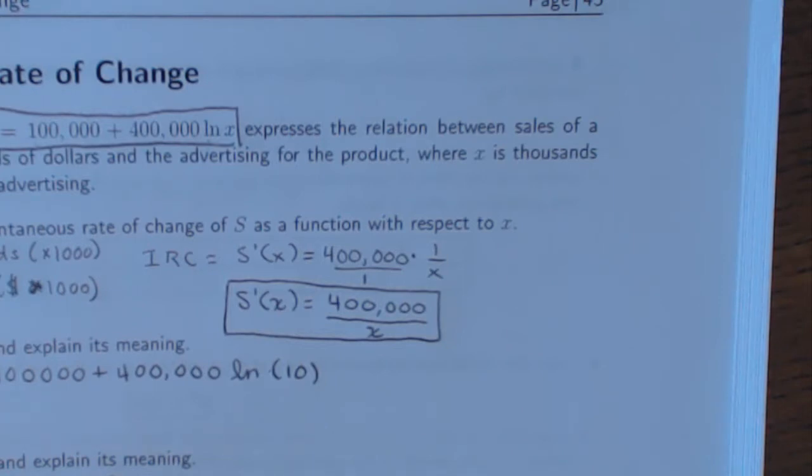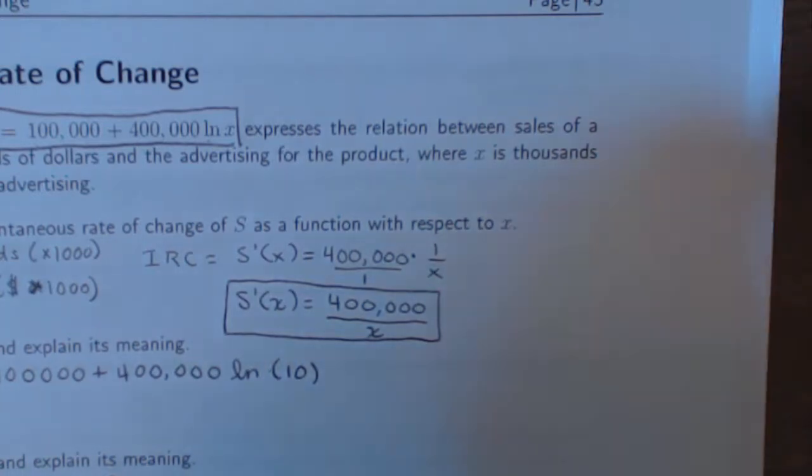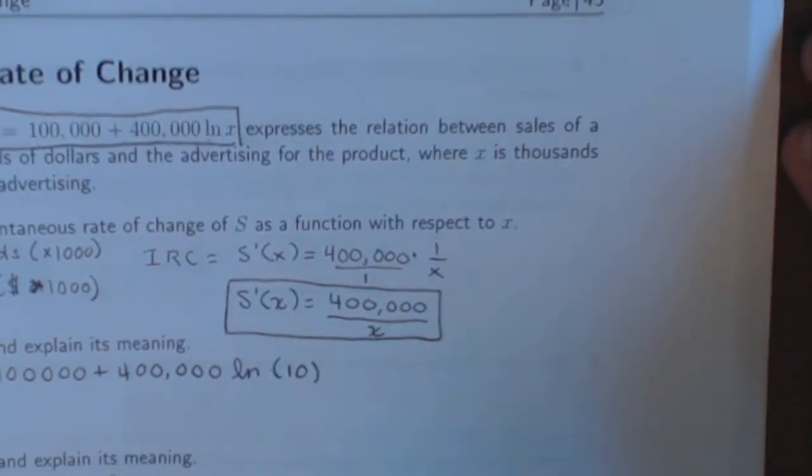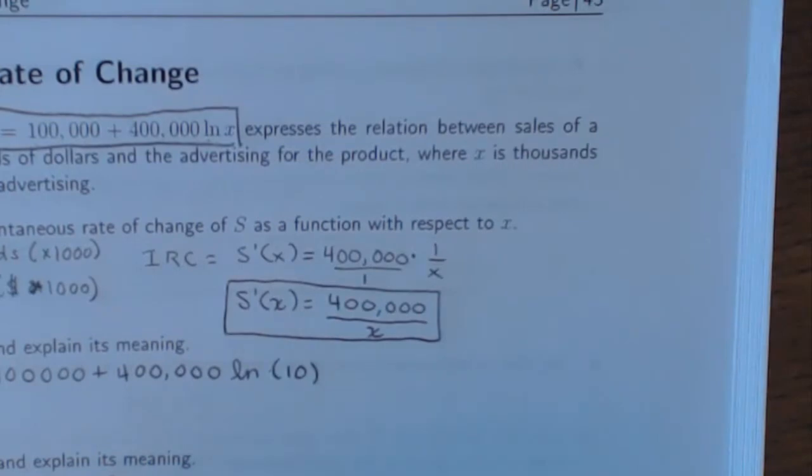And you may be wondering, can I divide this into this and make it simpler? Yes, you can. An alternate answer would be it's increasing at a rate of $40,000 per $1 spent on ads. You can divide that and simplify. So I would accept either answer.